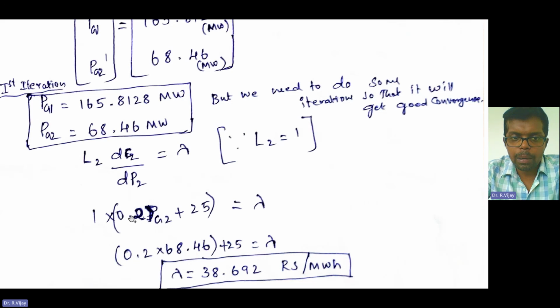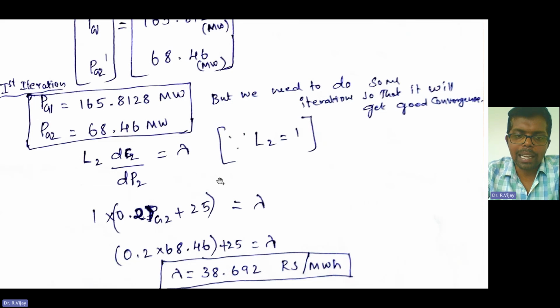While substituting and taking PG2 as 68.46 megawatt, we calculated lambda is equal to 38.692 rupees per megawatt hour. This is the value of lambda. Tell me in the comments whether you got the same answer or not. Now we calculated lambda.